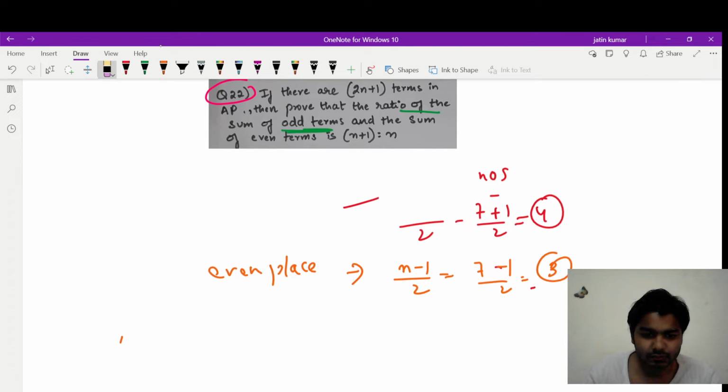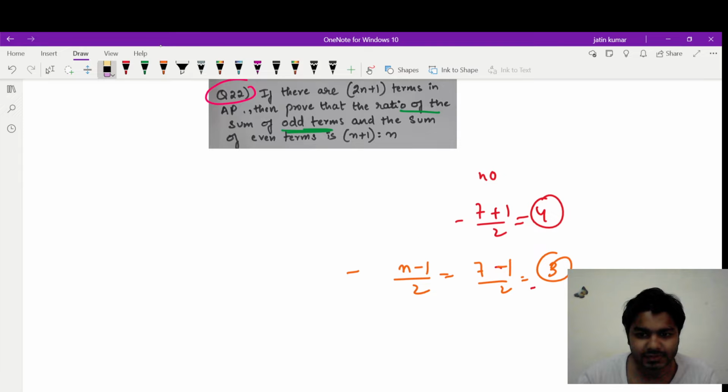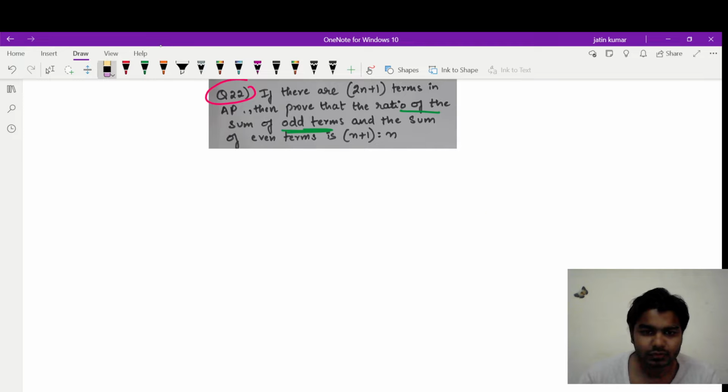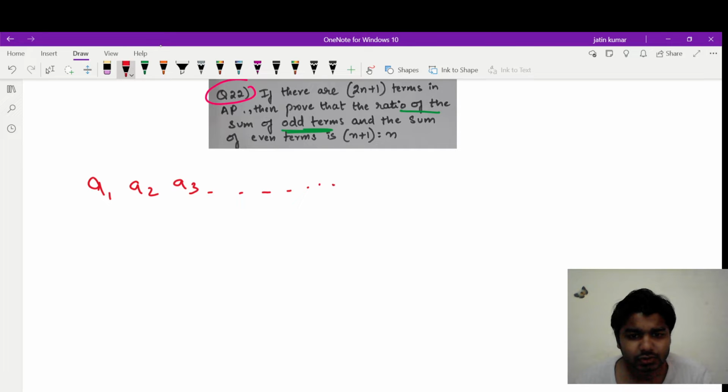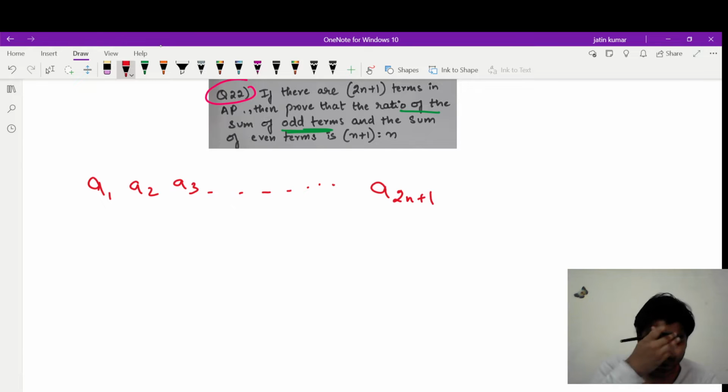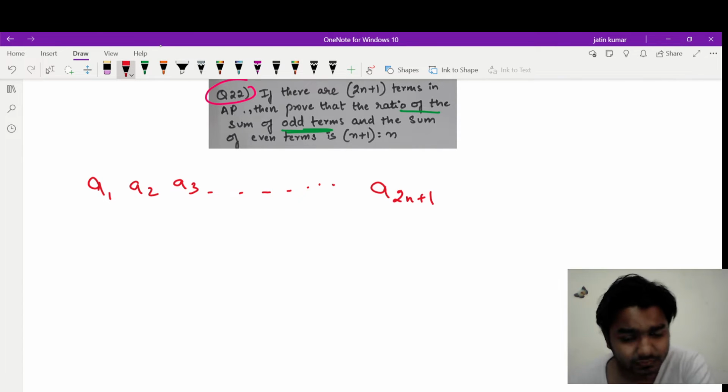Understood? So in the question, if there are 2n plus 1 terms, in this question we have 2n plus 1 terms. Let's assume a1 as our first term, then a2, then a3, and so on till a(2n plus 1) terms. Now if this forms an AP, then prove that the ratio of the sum of odd terms and the sum of even terms is n plus 1 upon n.